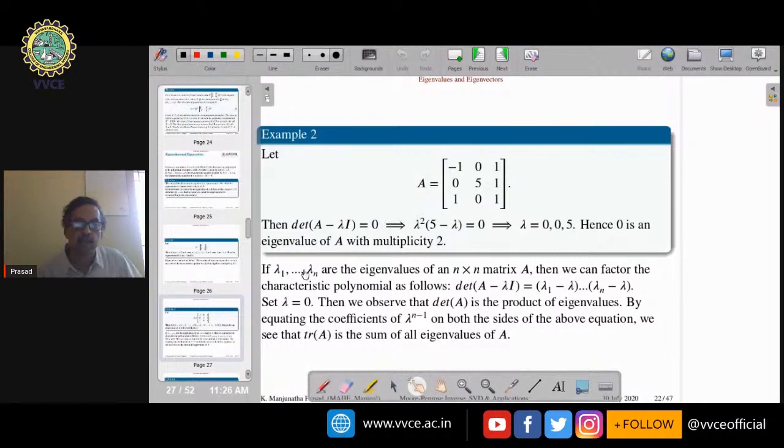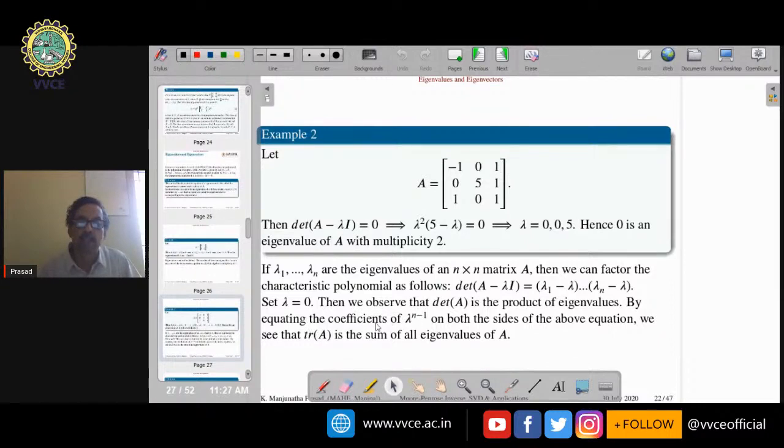Then if lambda 1, lambda 2, up to lambda n are eigenvalues of an n by n square matrix, then we can factor the characteristic polynomial as follows. Determinant of A minus lambda I is given by the product of (lambda_i minus lambda). By setting lambda equal to 0, we observe that determinant of A is the product of eigenvalues. When I put lambda equal to 0, what happens? A minus lambda I happens to be simply A. So the product of eigenvalues happens to be determinant of A.